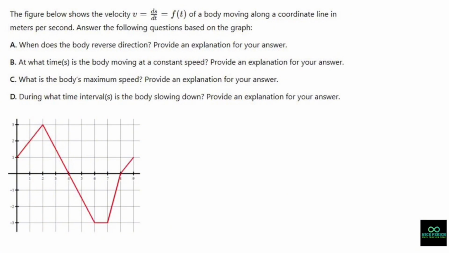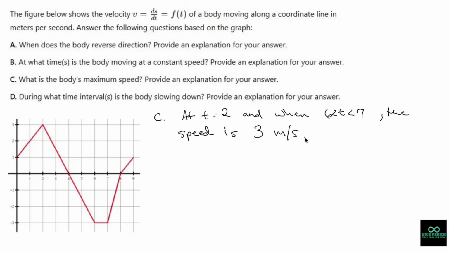Now, velocity can be positive or negative, right? A positive velocity means you're moving forward. A negative velocity means you're moving backwards. Speed is the absolute value of velocity. So this is going to happen twice. So for C, you have at t equals 2, and when t is in between 6 and 7. We did that before. The speed is 3 meters per second.